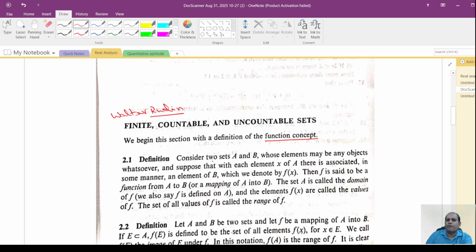We know that for any two sets A and B whose elements may be any objects whatsoever, suppose that with each element x of A there is associated in some manner an element of B which we denote by f of x. Then f is said to be a function from A to B, or a mapping of A into B. The set A is called the domain of f and the elements f(x) are called the values of f. The set of all values of f is called the range of f.